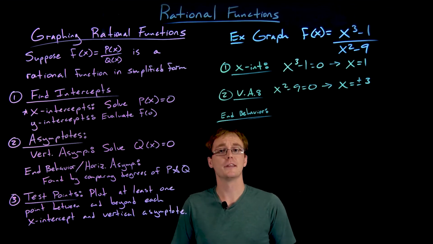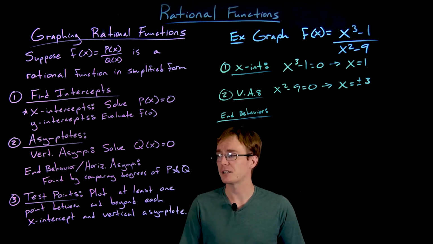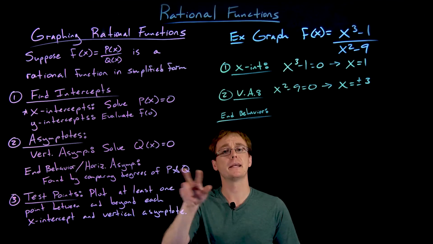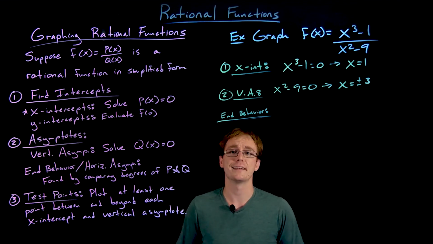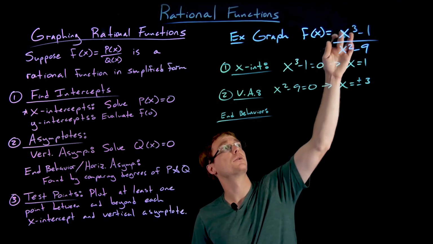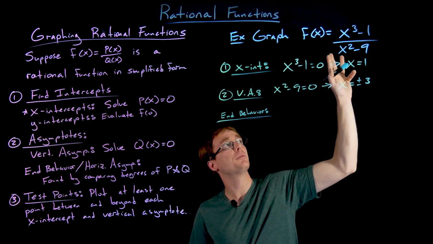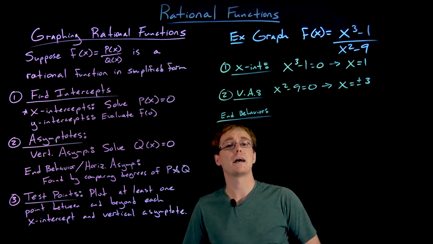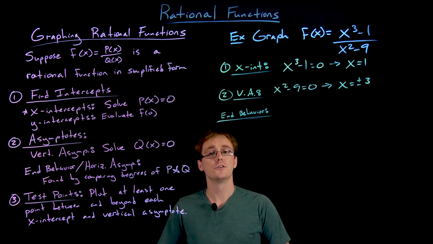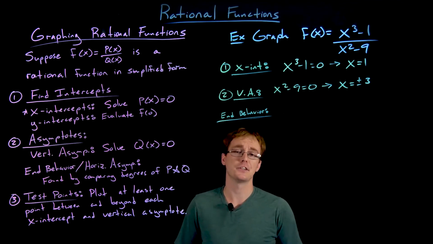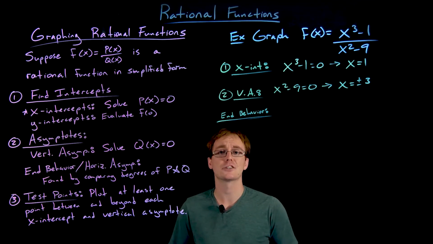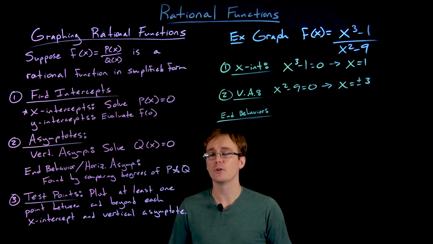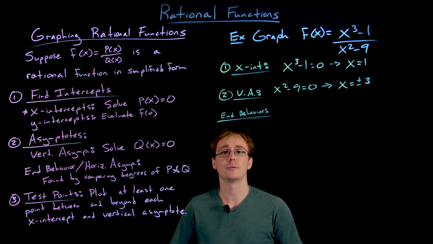Okay, so we need to remember that if we want to determine the end behavior of a rational function, it all comes down to comparing the degree of the numerator and the denominator to figure out what the next step is. So if we look at the degree of the numerator here, it's a degree 3 polynomial, and the denominator, we have a degree 2 polynomial. So the numerator is bigger than the denominator, which means we might have some kind of slant or oblique asymptote here. We have to do some polynomial long division to help us determine the end behavior.